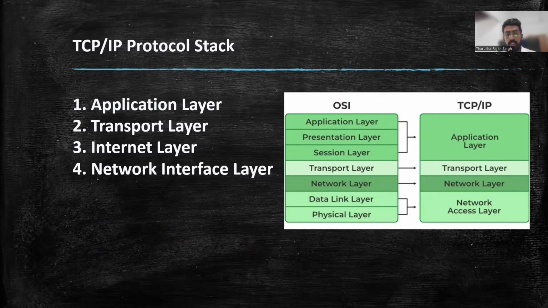Okay, the last layer is the network interface layer. This layer combines the functions of the OSI data link layer and physical layer. It handles physical addressing and the transmission of data over the physical medium. Protocols like Ethernet, 802.11 and PPP operate here. PPP means point-to-point protocol. The TCP/IP stack is the foundation of the internet and widely used in modern networking.